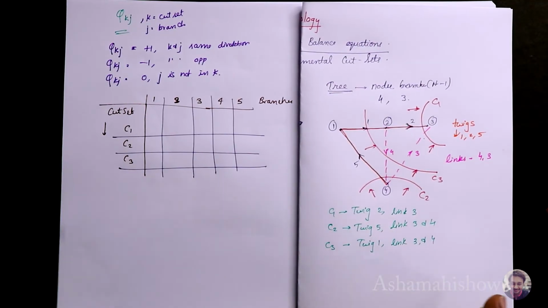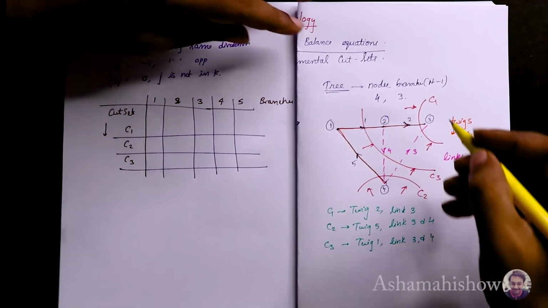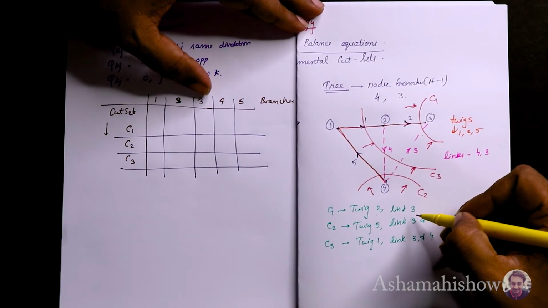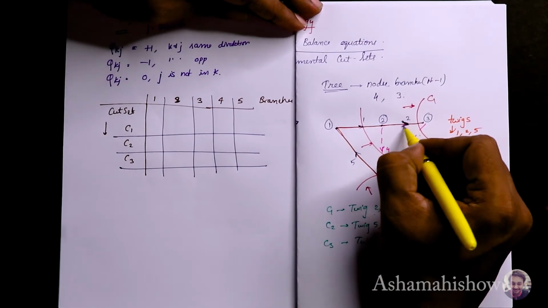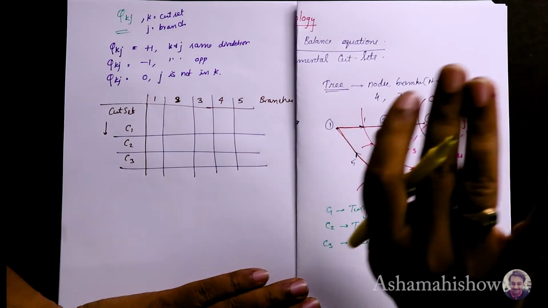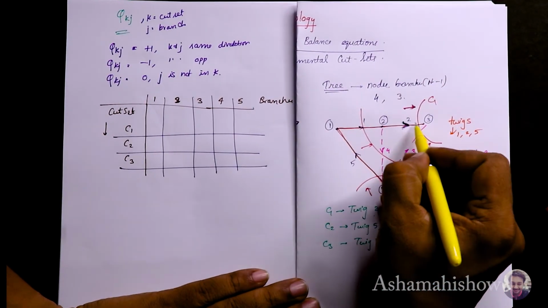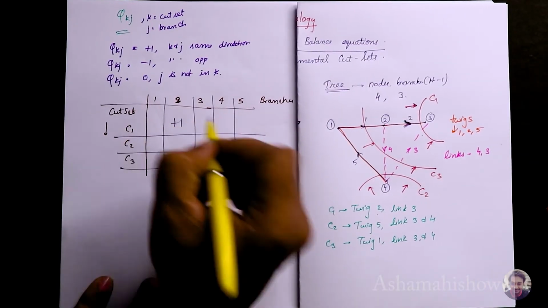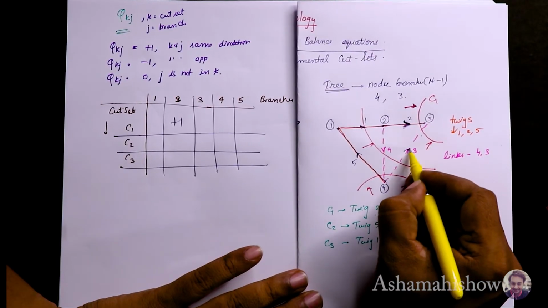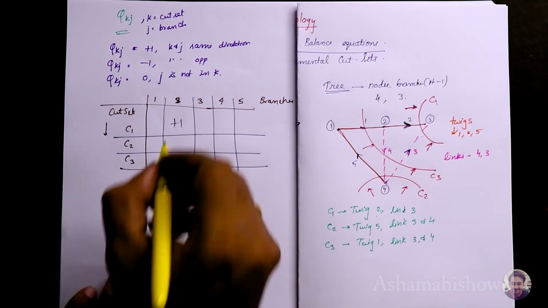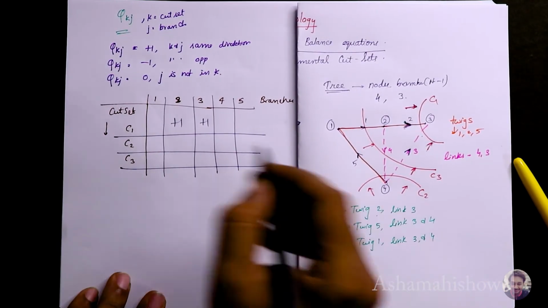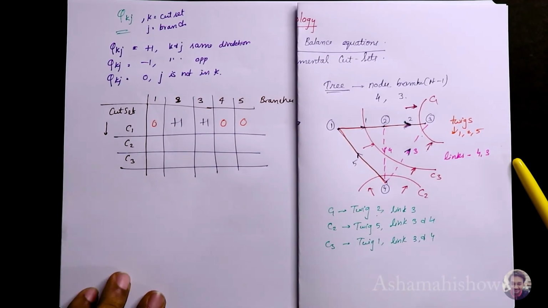Now the real thing comes. It's very easy, don't get confused. For C1, what are linked? Twig 2 and link 3 are linked. Now twig 2 is in which direction? Is it in the same direction as C1? C1 is going in the outward direction and branch 2 is also going outward. Both are going outward, so the answer is plus 1. And C1 is linked with branch 3 also. The directions are the same, both outward, so it is again plus 1. Which are not linked? 1, 4, 5 are not linked, so we give 0.